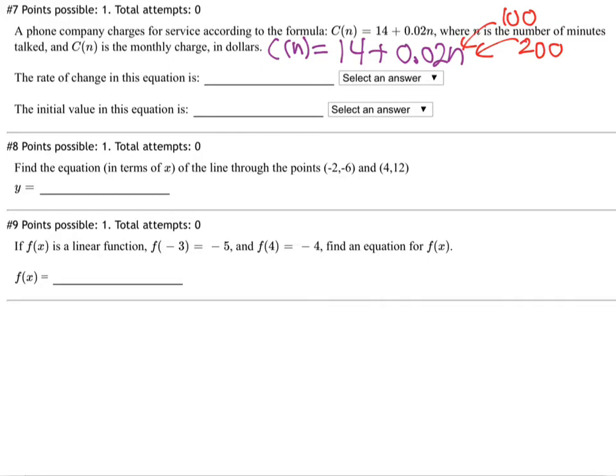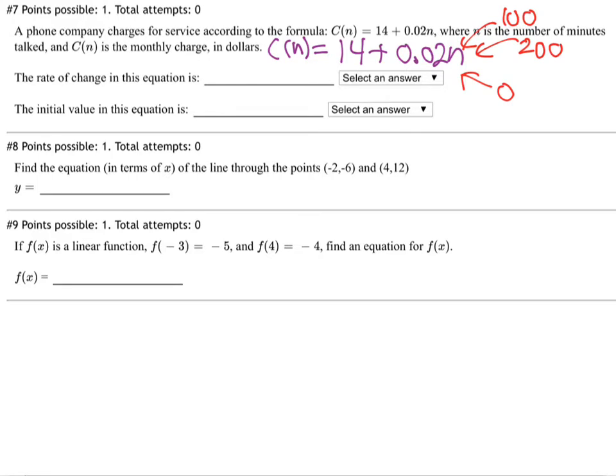So what part is not changing? The 14, huh? That part's just like set in stone, isn't it? That doesn't really depend on, what if I talk for 0 minutes? How about that? What if I say, yeah, I didn't use my cell phone at all this month. I talked for 0 minutes. What's my bill going to be? Yeah, you're still going to be charged $14 because it's 14 plus, even if that other part's 0.